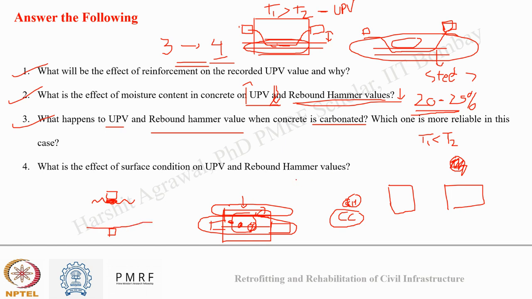And similarly for rebound hammer also, if my surface is not uniform, then the hammer won't be steady and it won't be perpendicular, and this can hamper the reading. So if my hammer is like this, due to gravity action, my rebound of spring may get affected and it may not give us the actual value of rebound. So that's why it is said that when rebound hammer is conducted, the hammer should be perpendicular and steady. Okay. So this is the effect of surface condition.